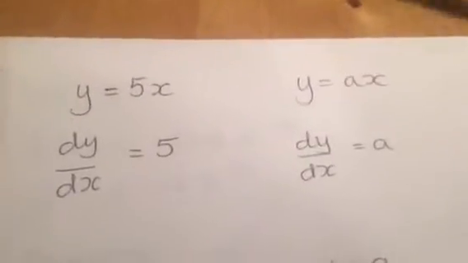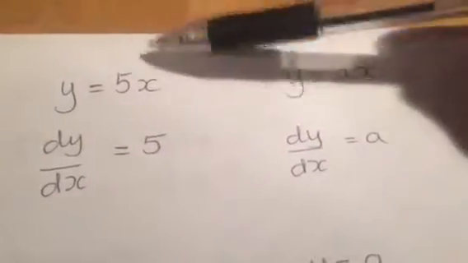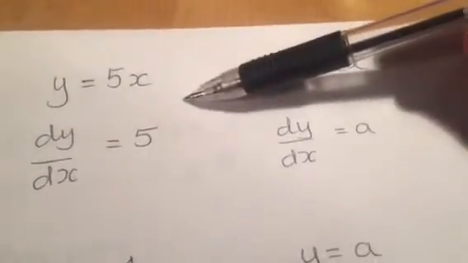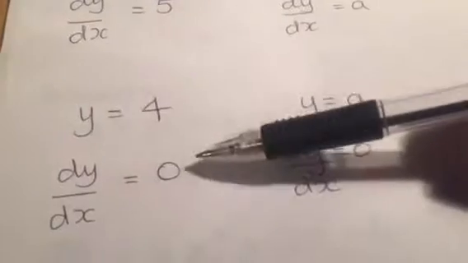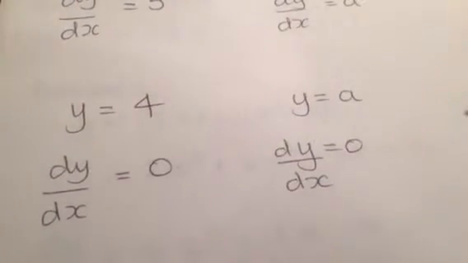A couple of special cases. If you've got y equals 5x, or y equals ax, when you differentiate you'll just get 5. And if you've got a constant, when you differentiate, that constant disappears.